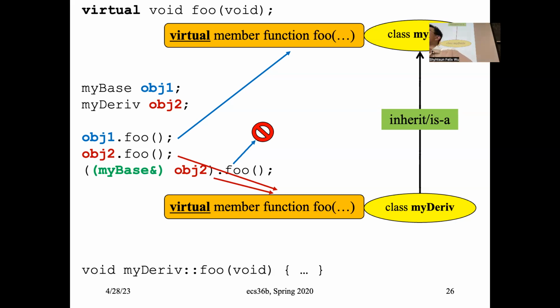I'm going to repeat. So basically, if it's a virtual function, the typecasting in any way is actually ineffective. If it's non-virtual, casting will work. But with a virtual function, casting won't work. Okay, so if casting doesn't work, how does the program decide which function to call in this case?